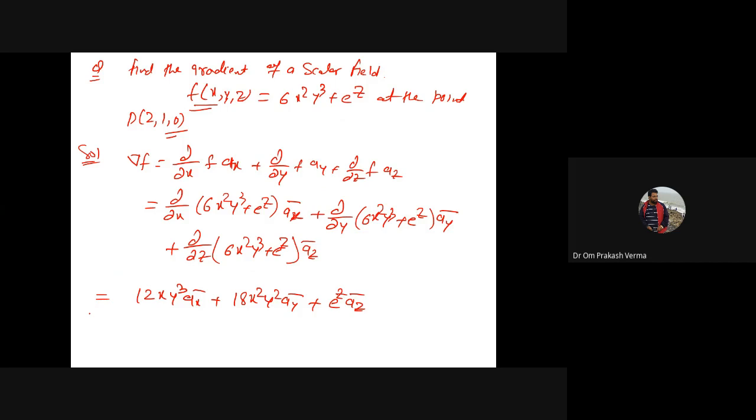So now you can put the value. That is the del f at point P, which equals 2 comma 1 comma 0. So you can put this value: x equals 2, y equals 1, and z equals 0. On this value, this will come 24 a_x plus 72 a_y vector plus a_z, right? Because e to the power 0 equals 1. In this way you can calculate the nabla, or the del gradient, of the scalar, right?